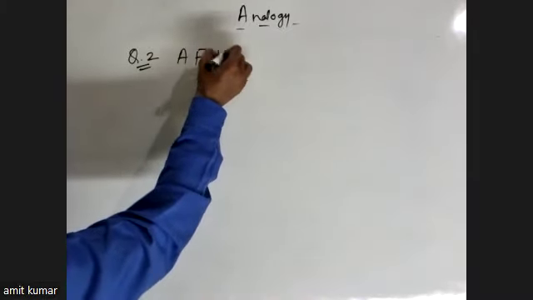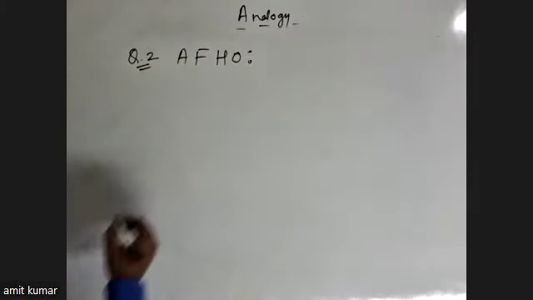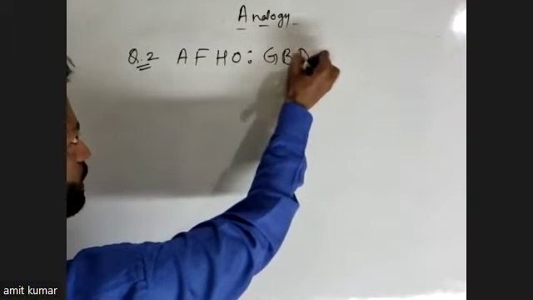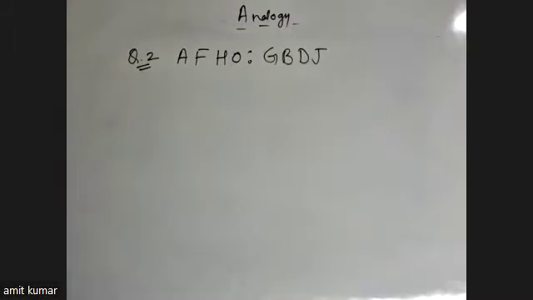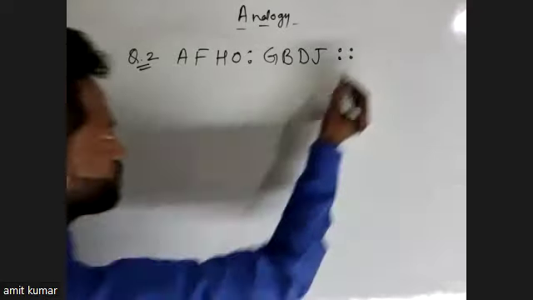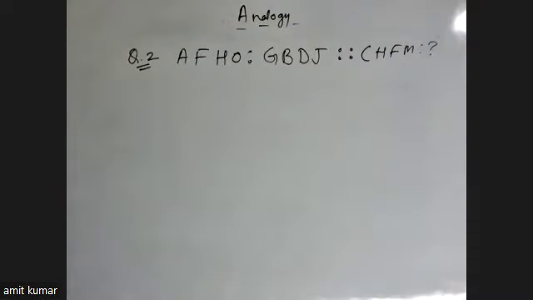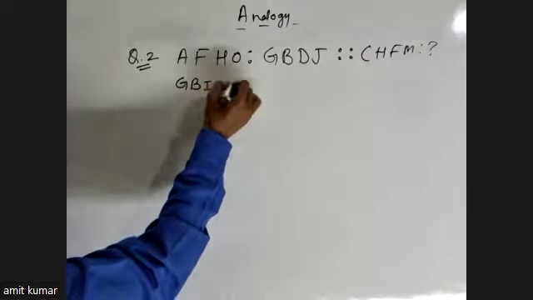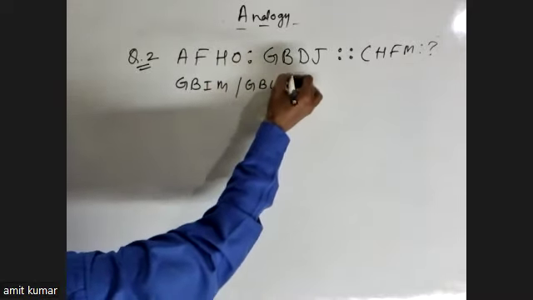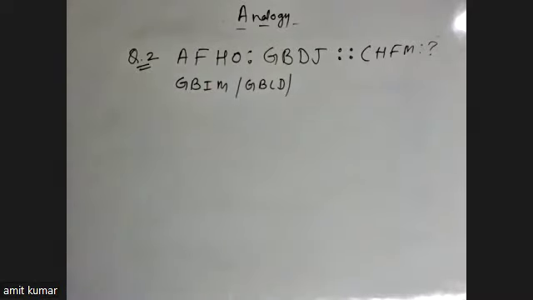AFHO is related to GBDJ. Similarly, CHFM is related to what? We have the options as GBIM, GBLD, GPLD, IDBH.